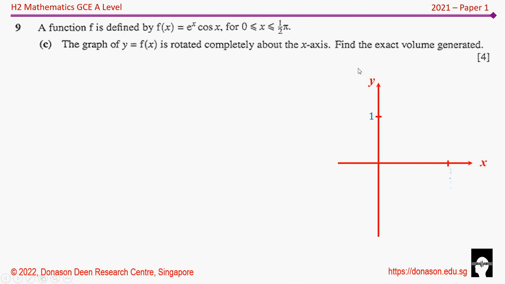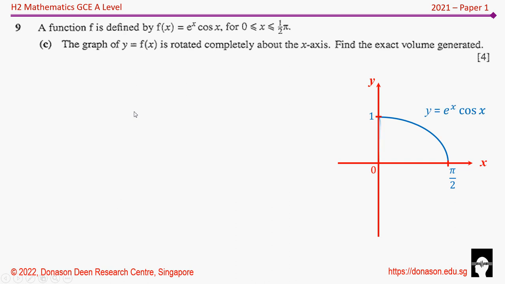So this is my x-axis and my y-axis, and if we substitute x equals 0, cosine 0 is going to become 1, times e to the power of 0, which would be 1, and 1 times 1 is going to become 1. That's why when x is 0, y would be 1. And when x becomes pi over 2, which is 90 degrees, cosine of 90 degrees is going to go to 0, so 0 times anything is going to become 0, so this would be the x-intercept.